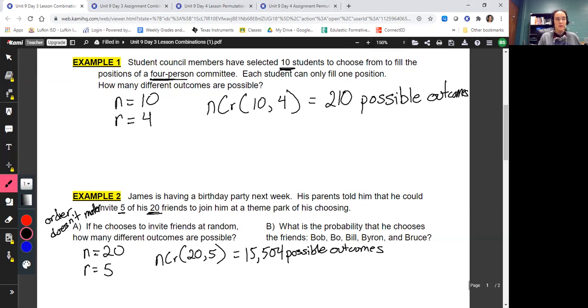Now, the second part of this problem says, what is the probability that he chooses the friends Bob, Bo, Bill, Byron, and Bruce? So this is one group of 5 friends. And it doesn't matter what order they were chosen in, they're getting to go to the theme park. So probability is 1 out of 15,504.